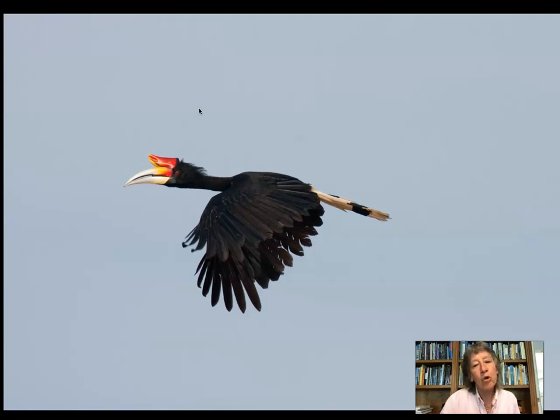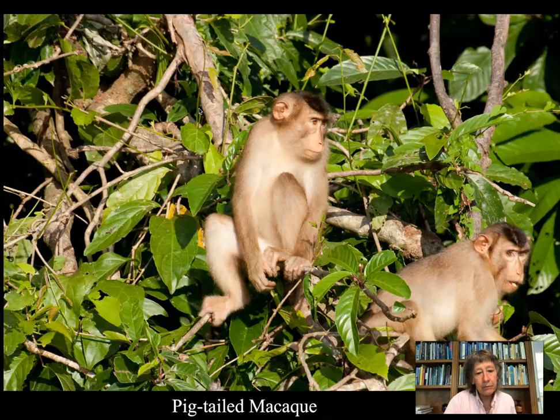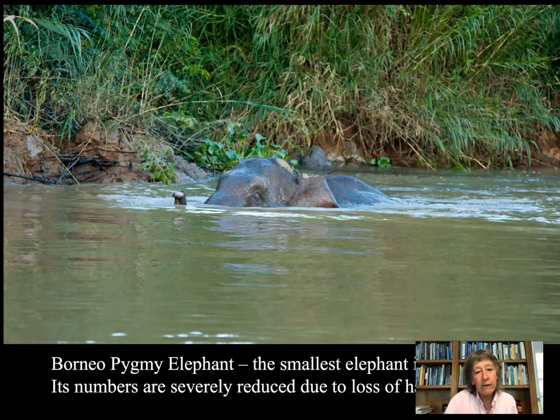Many species of hornbills, and these are large fruit-eating birds that are also threatened by the illegal wildlife trade. Pigtail macaques. And we even were lucky enough to see a very small elephant, the world's smallest elephant, called the Bornean pygmy elephant.